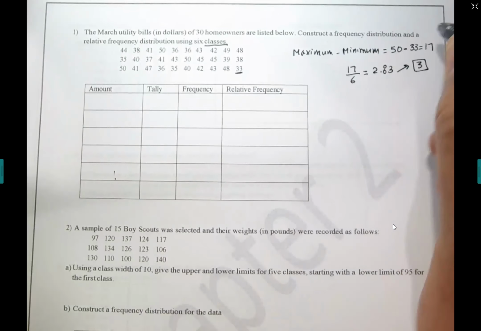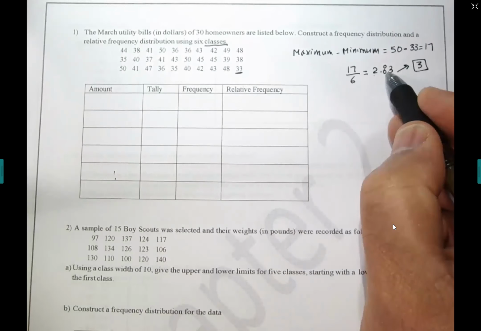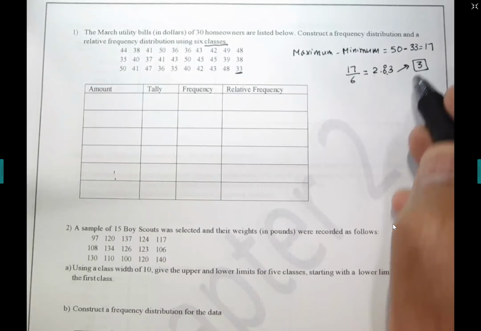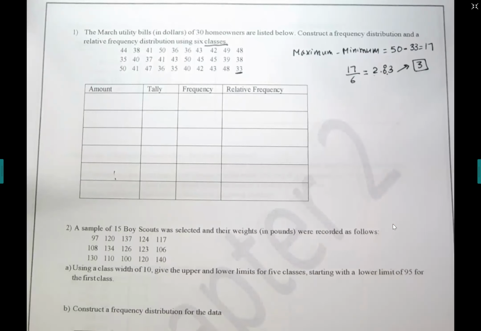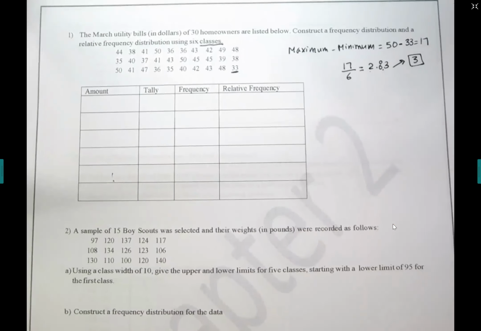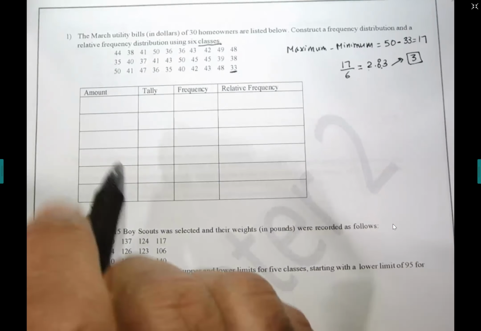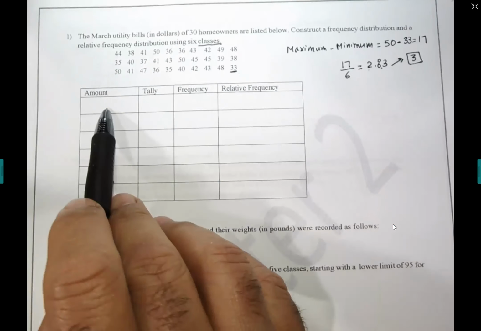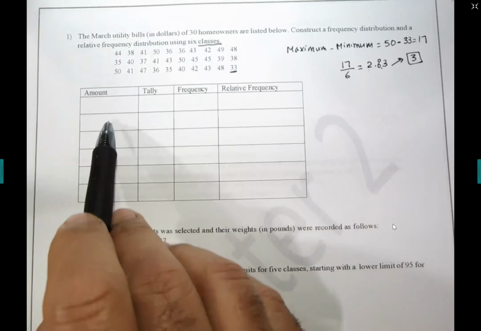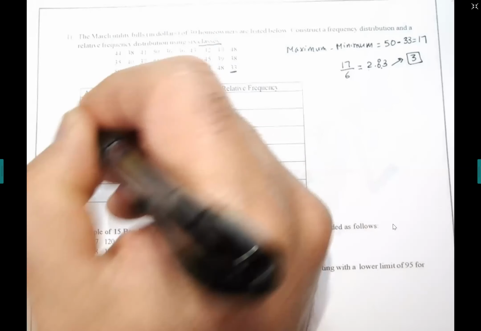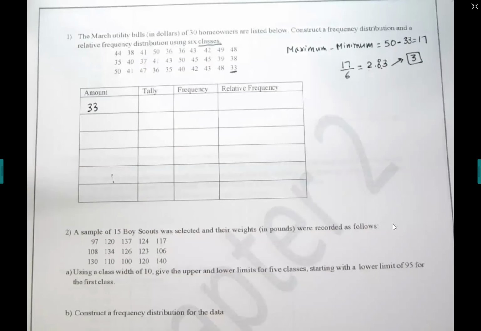Even if it turns out to be 2.1, guys, you round up to get the whole number, which is a 3. And let me show you how to construct the table. This technique, guys, you're going to be using throughout this section to construct tables. Instead of listing the amounts 33, 34, 35, 36, I'm going to do them in intervals. I'm going to begin with 33. That's the lowest amount, so it makes sense to begin with 33.